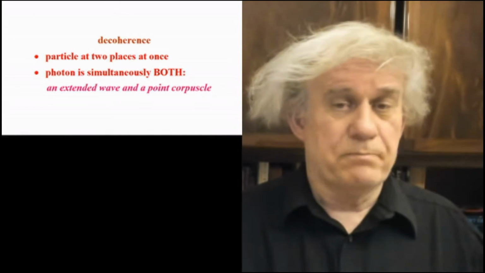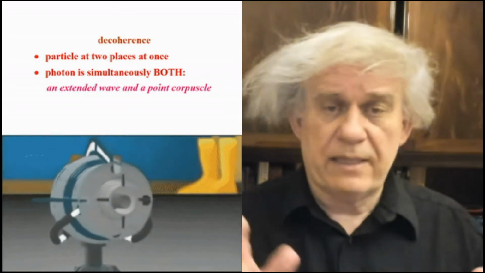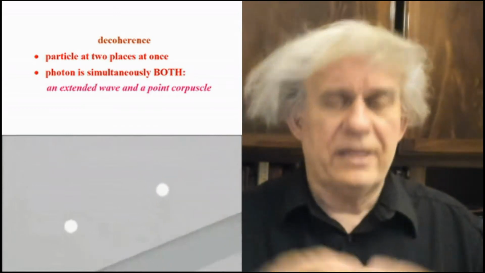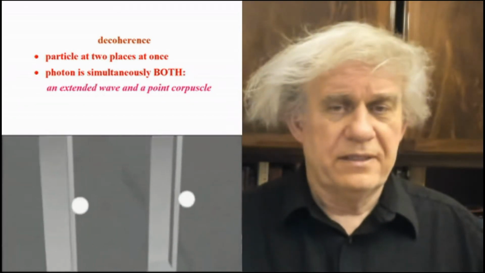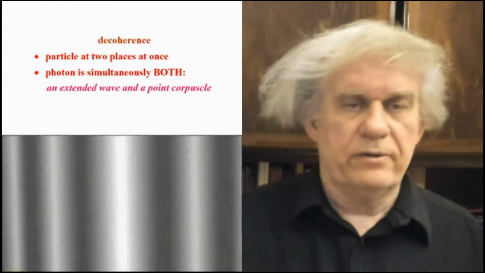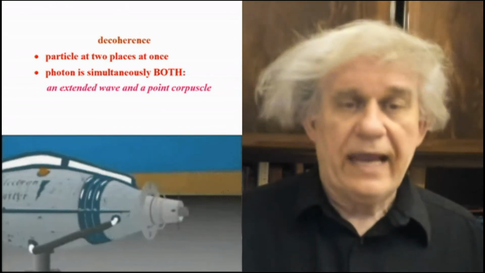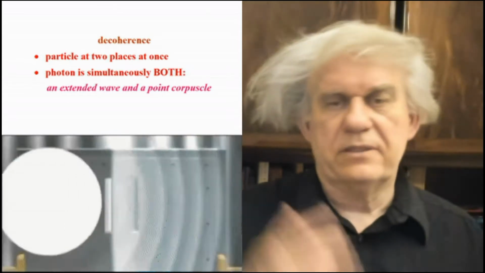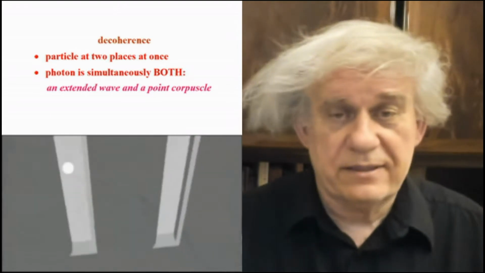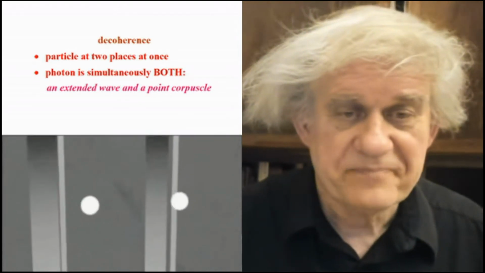So how can this ball be at two places at once? It's not that the ball breaks in half or turns into two balls. No, it's the same ball at two places at once, if you can understand that, okay? And the photon is simultaneously both an extended wave and a point corpuscle. That's what decoherence essentially comes down to. Okay, so that's the logic, if you can call it logic at all, okay?